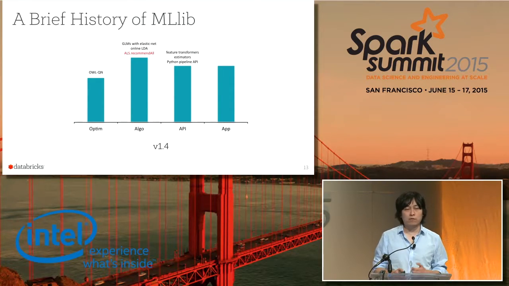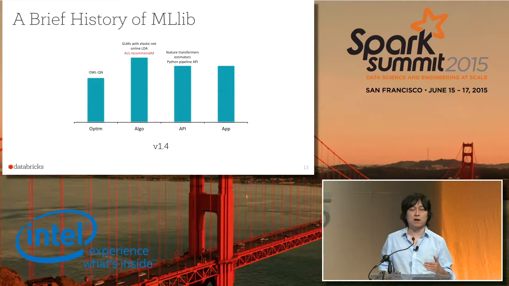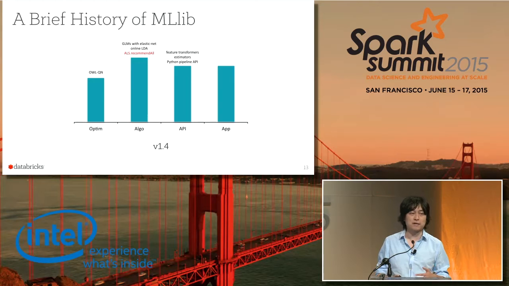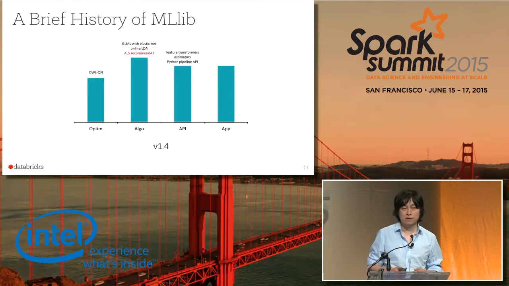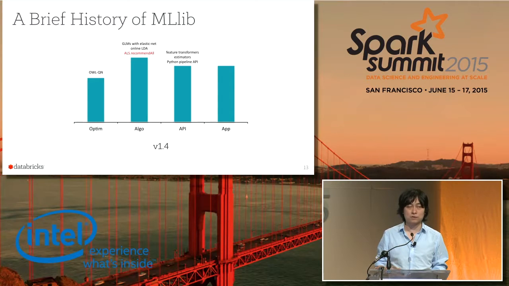And now in 1.4, we just had another boost on the pipeline API. We added a bunch of feature transformers. And the Python API is now almost on par with the Scala API. So Python users can easily use the pipeline API to build their own machine learning pipelines. And for recommendation, we added a method in ALS called recommendAll: give me all the top K recommendations for all users.